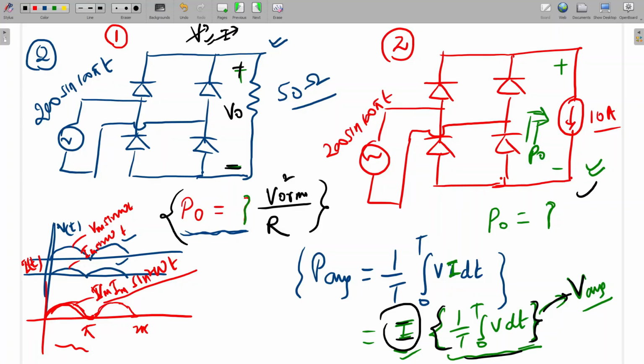Is it clear? Is it clear to all? Clear, sir. This will verify. See, this power will verify. So we can, what will the VR? 400 watts, sir. That will be 400 watt.